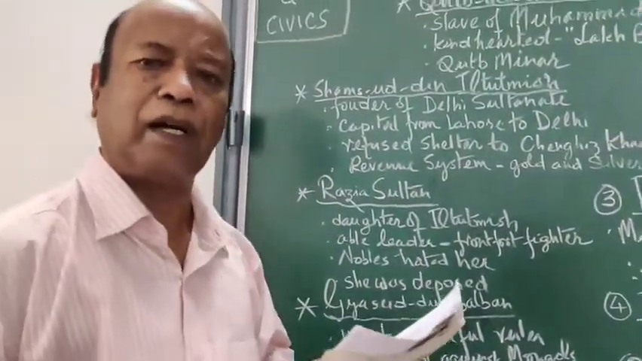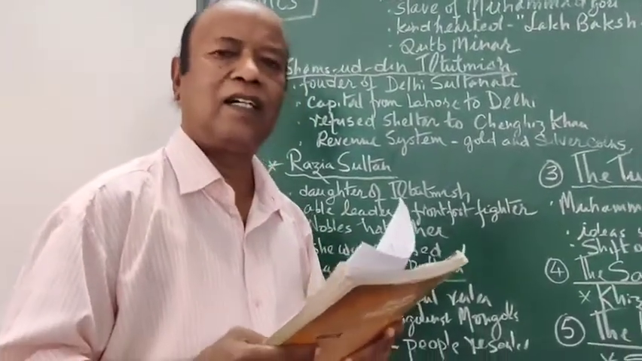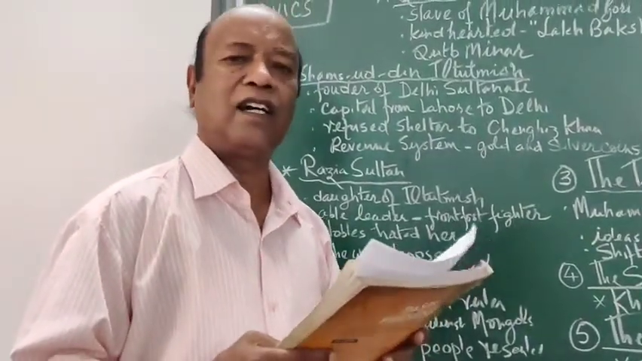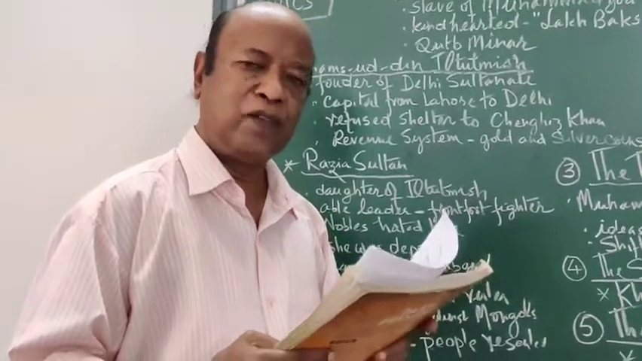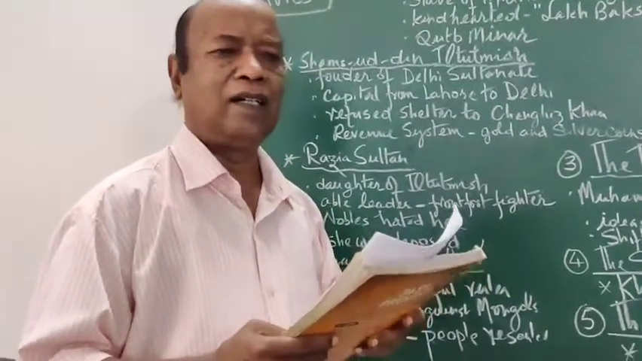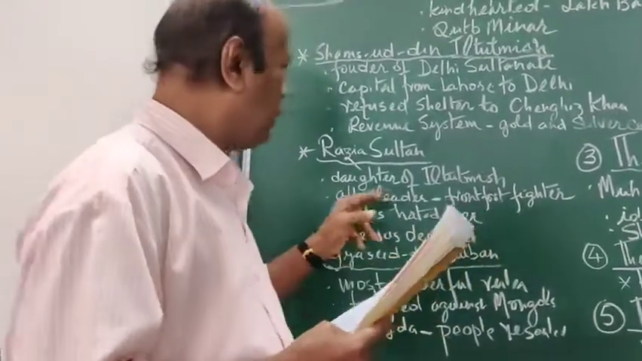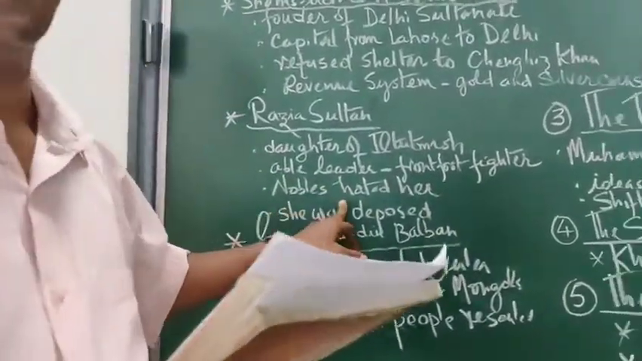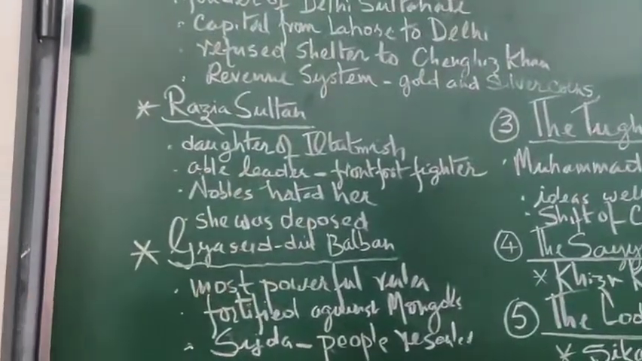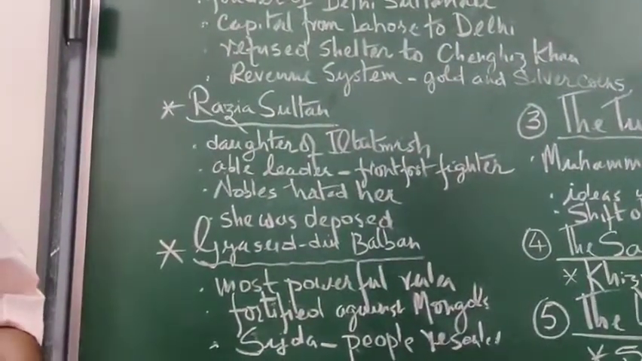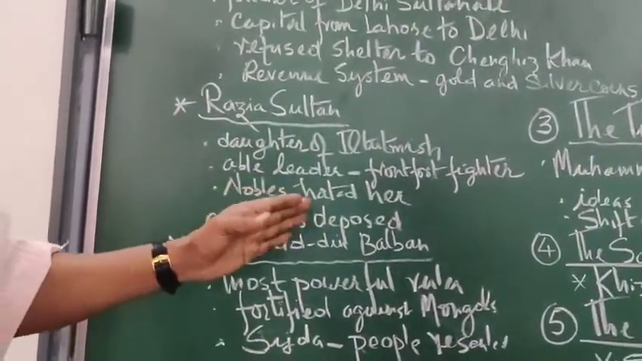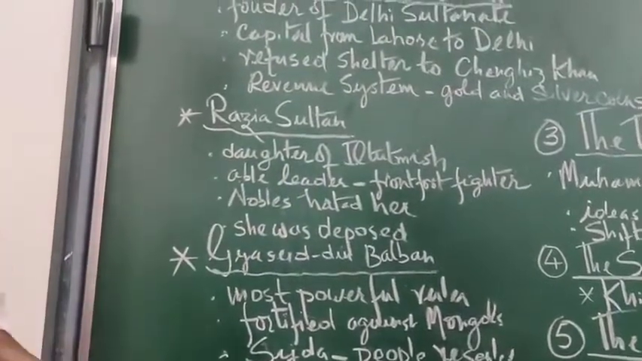Even though she was a very capable woman to be a ruler, a front runner leader, the nobles hated her. The nobles didn't want her to rule over them. They hated her because she was a woman. That's what they say.